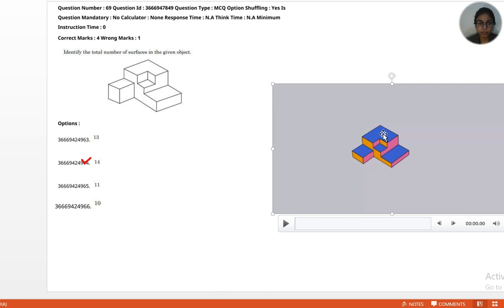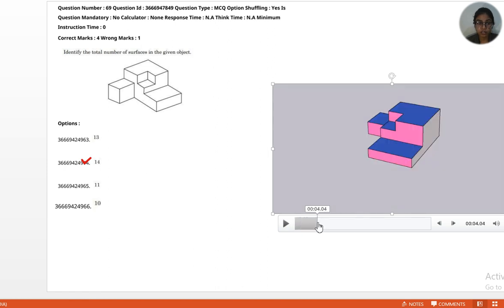Sorry. Blue we have 4. Okay. Orange we have 5, 6 and 7. Pink we have 8, 9, 10, 11. Okay. Till 11 we have, this one will be having our 12, this side 13, and the bottom will be our 14. See, we are rotating it to the right hand side.